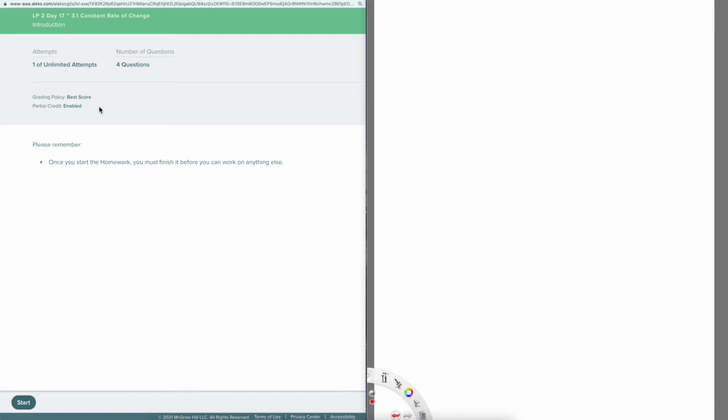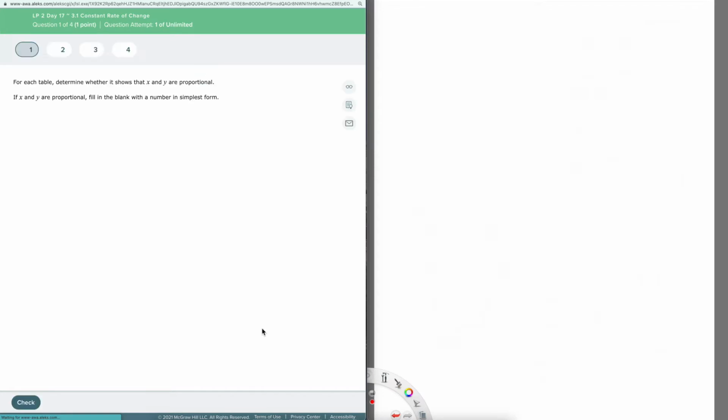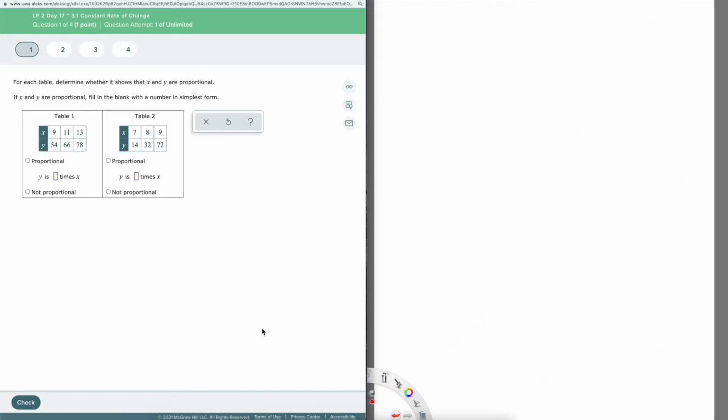This little announcement down here says, please remember, once you start the homework, you must finish it before you can work on anything else. So this means if I click start here, on your student screen, this is the other piece that you won't see, but I do get to see. That you will see, but I don't see on my teacher screen, I said that funny, is this submit assignment button down here in the bottom right corner.